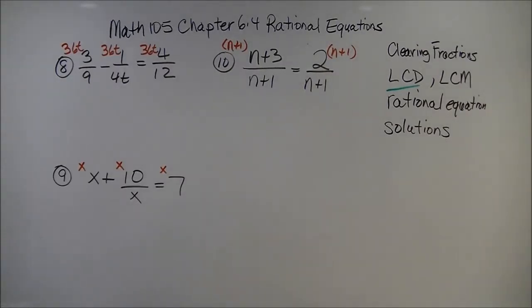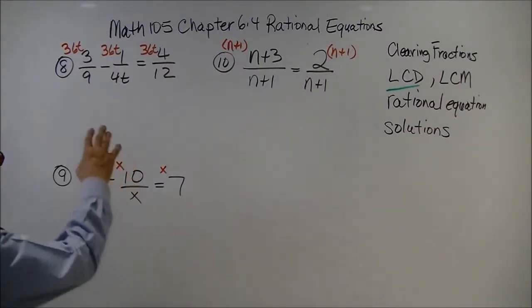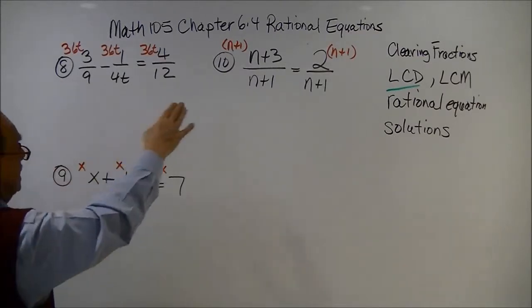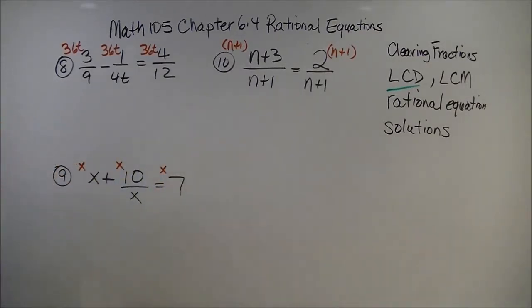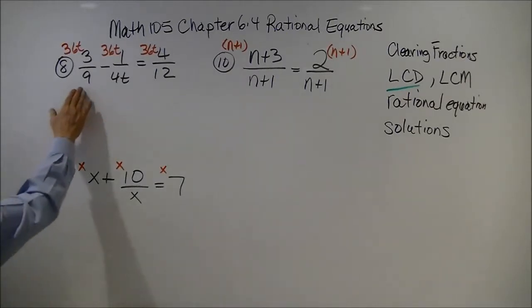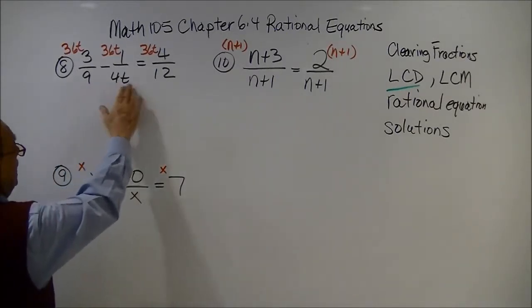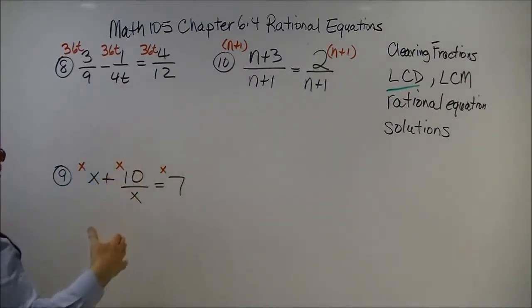Okay, going on to examples 8, 9, and 10. Now to save a little time, I'm putting up some of the work. Otherwise the tapes get to be too long. So here we have a 9, a 4, and a 12. And we're looking for a common denominator.